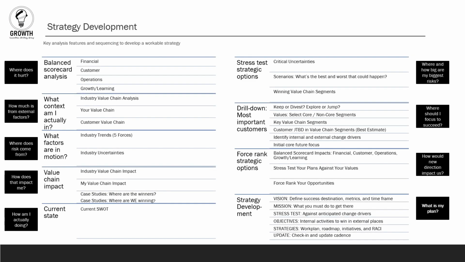Let's get an overview of the process we'll help you with. Whether you're working with McKinsey, Bain, BCG, Deloitte, or GIS Consulting, the strategy process is the same.